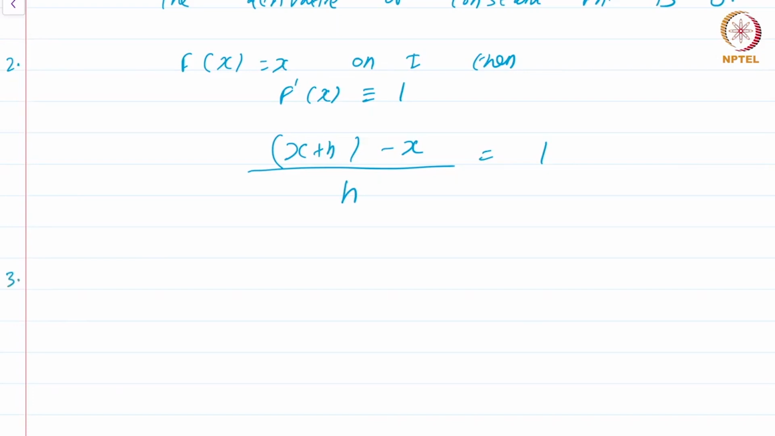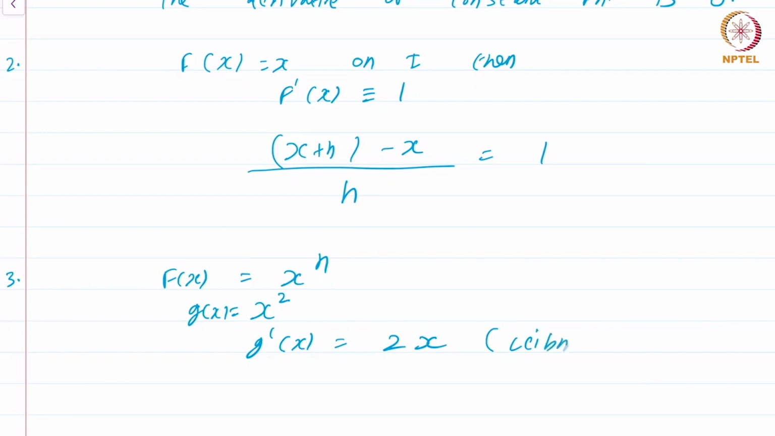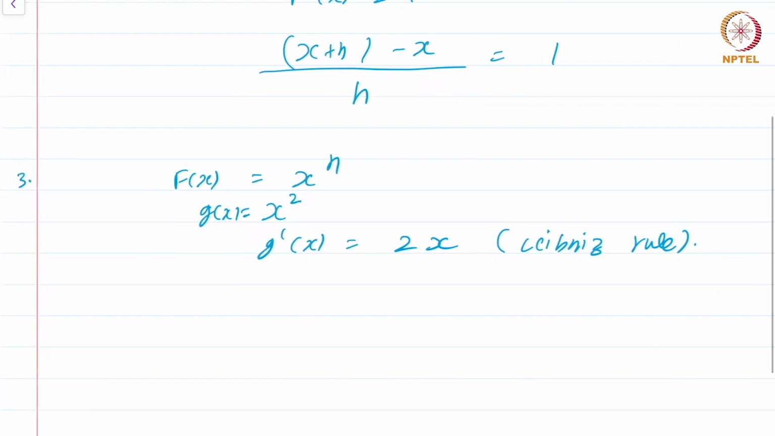Okay, third example, if you take f of x equal to x power n, well, there are several ways to find out what the derivative is. My favorite way is to just repeatedly use the fact that if you take x squared, let's call this g of x, then g prime of x is clearly 2x. This is just by the Leibniz product rule. And how does this generalize to x power n? Just apply induction.